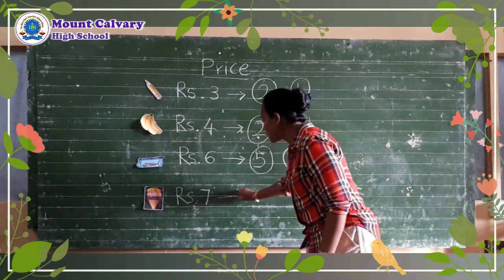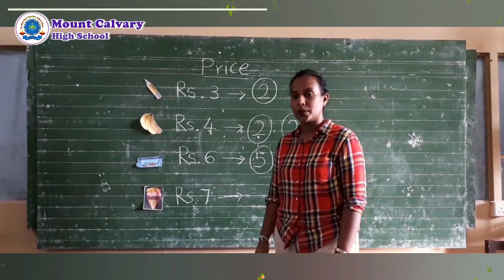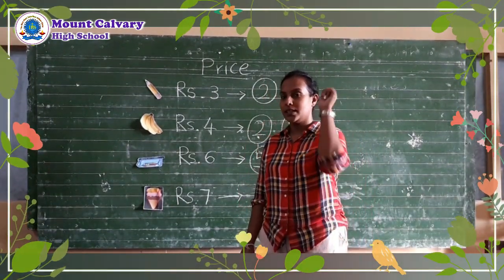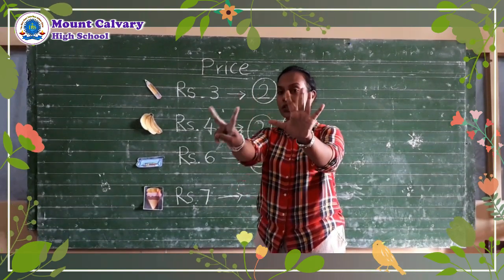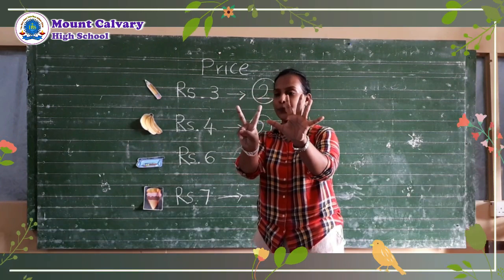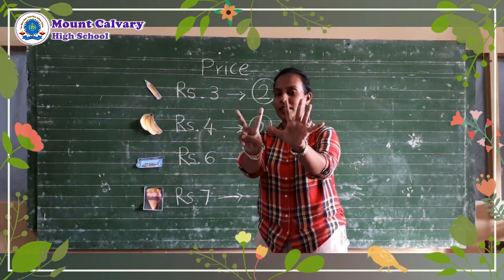Next, yes, it is 7 rupees. How can we make 7 rupees? Yes, all of you take 7 fingers. Right. Here 5, here 2. This is 7. 1, 2, 3, 4, 5, 6, 7. Right. What are the 2 coins that you can see here using your fingers?